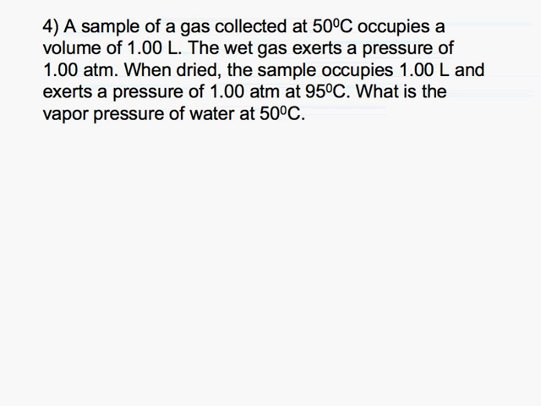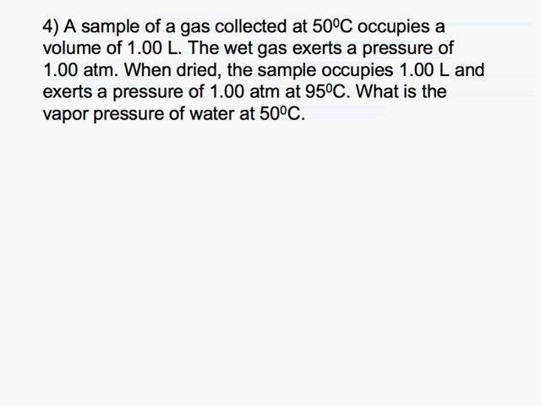Look at this problem here. A sample of gas collected at 50 degrees Celsius occupies a volume of 1 liter. The wet gas exerts a pressure of 1 atmosphere. When dried, the sample occupies 1 liter and exerts a pressure of 1 atmosphere at 95 degrees Celsius. What is the vapor pressure of water at 50 degrees Celsius?